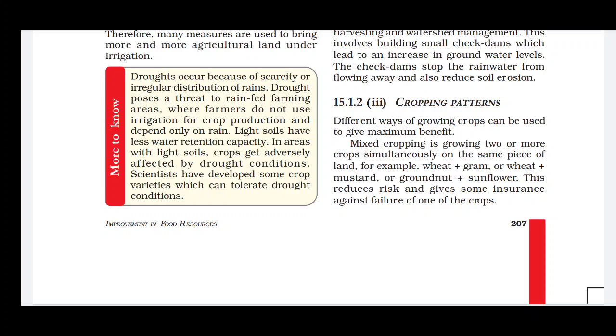This cropping pattern involves the raising of crops so as to obtain the maximum benefit from the same piece of land. It reduces the risk of crop failure due to diseases, etc. And for this purpose, the crops can be grown in different ways. Some of them are mixed farming, intercropping, and crop rotation.